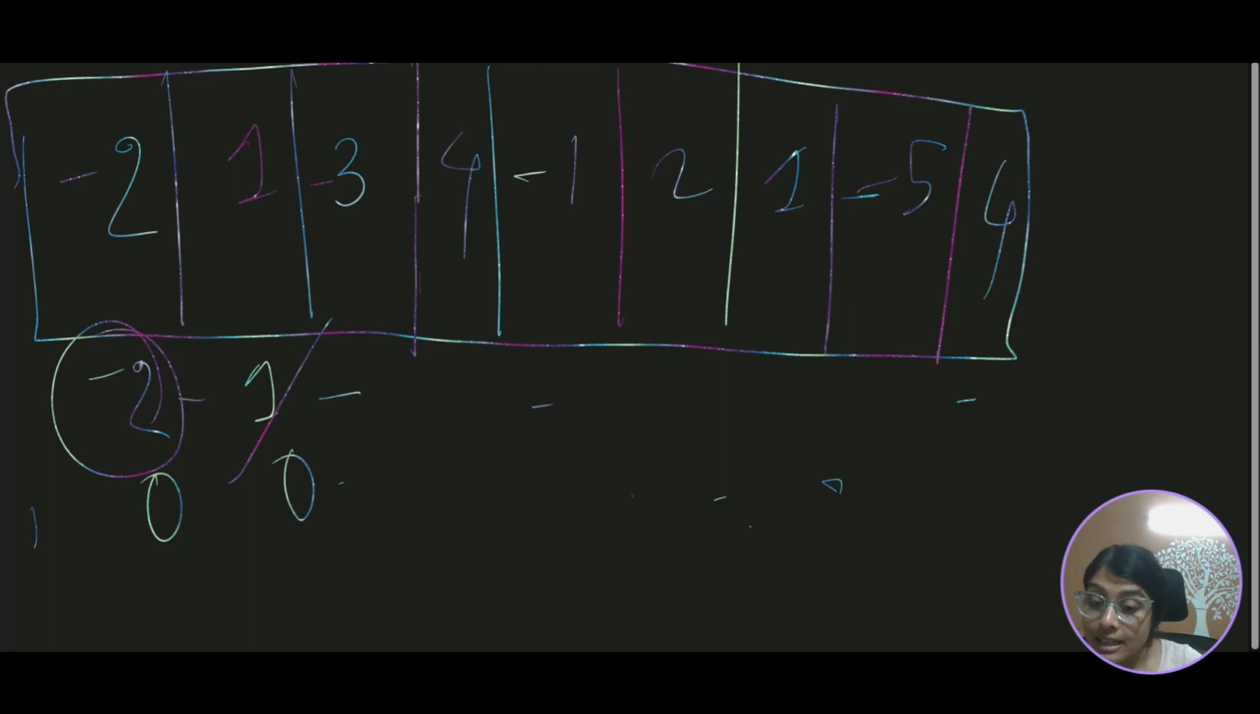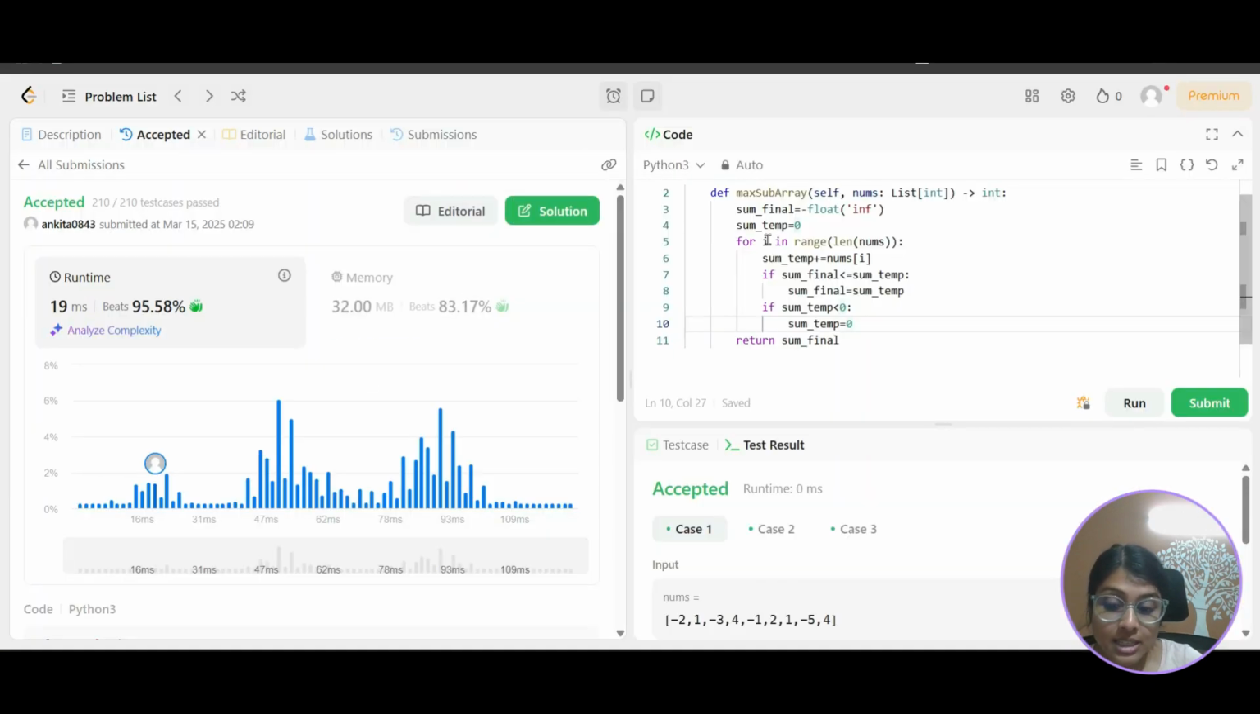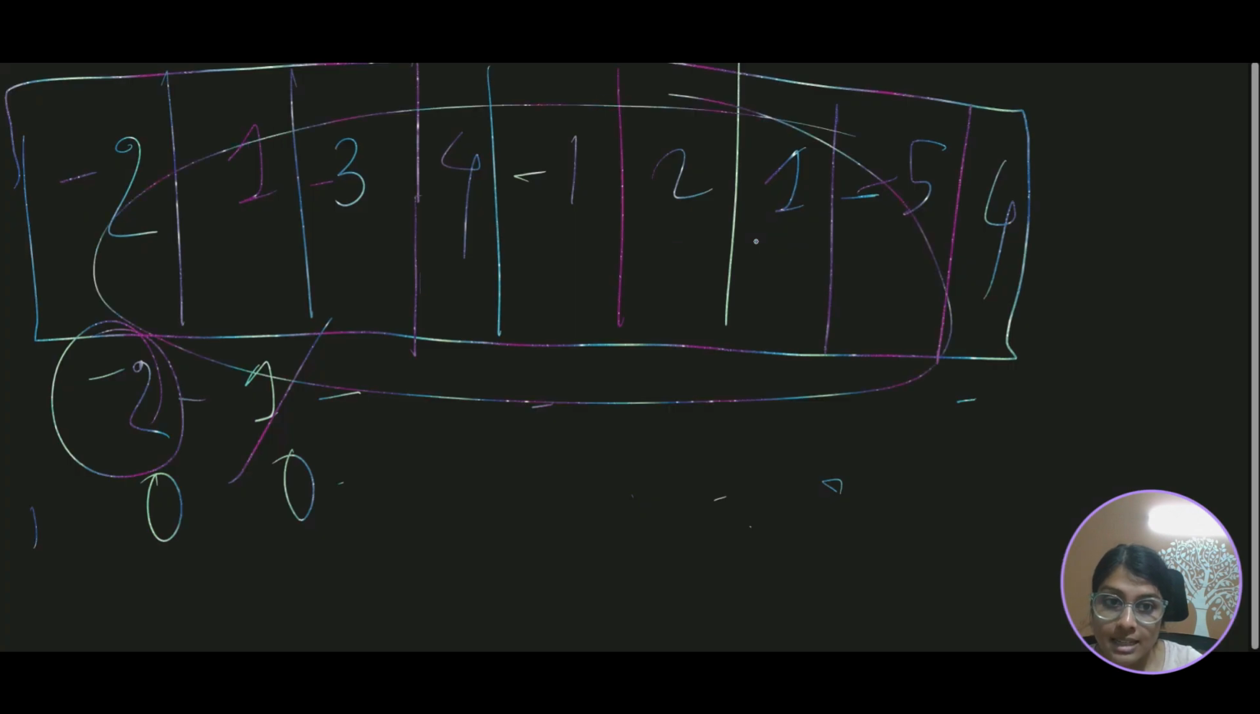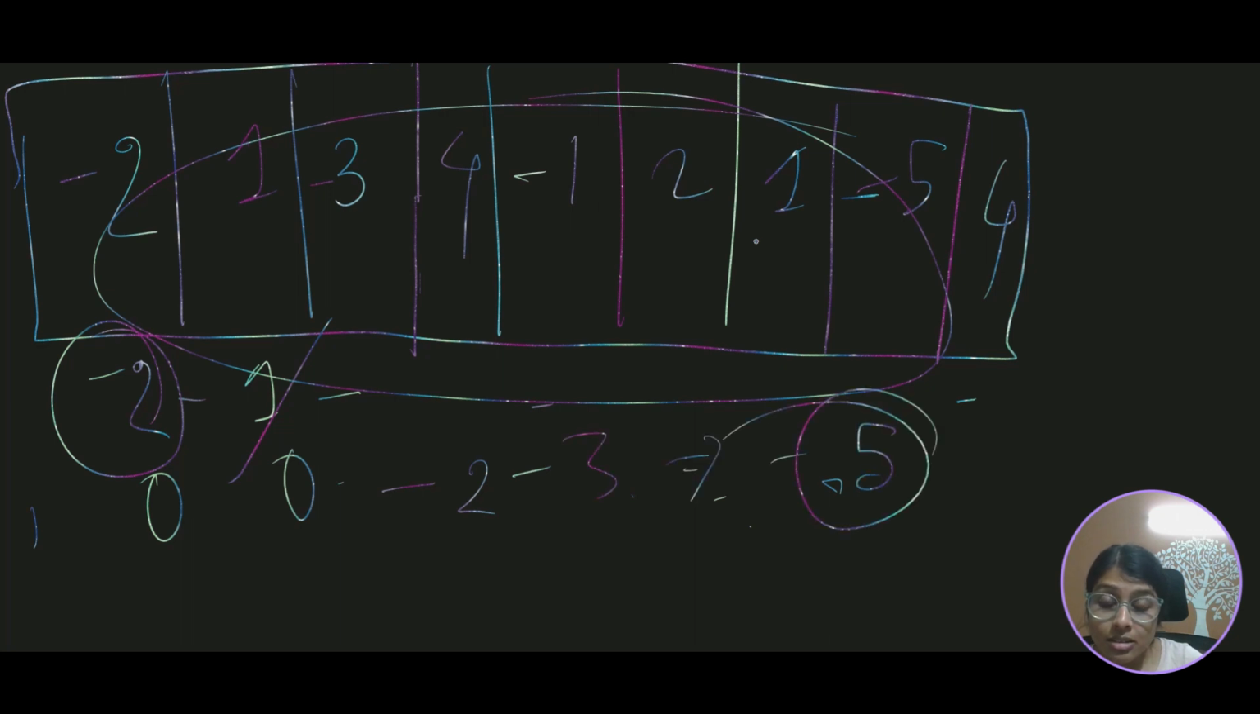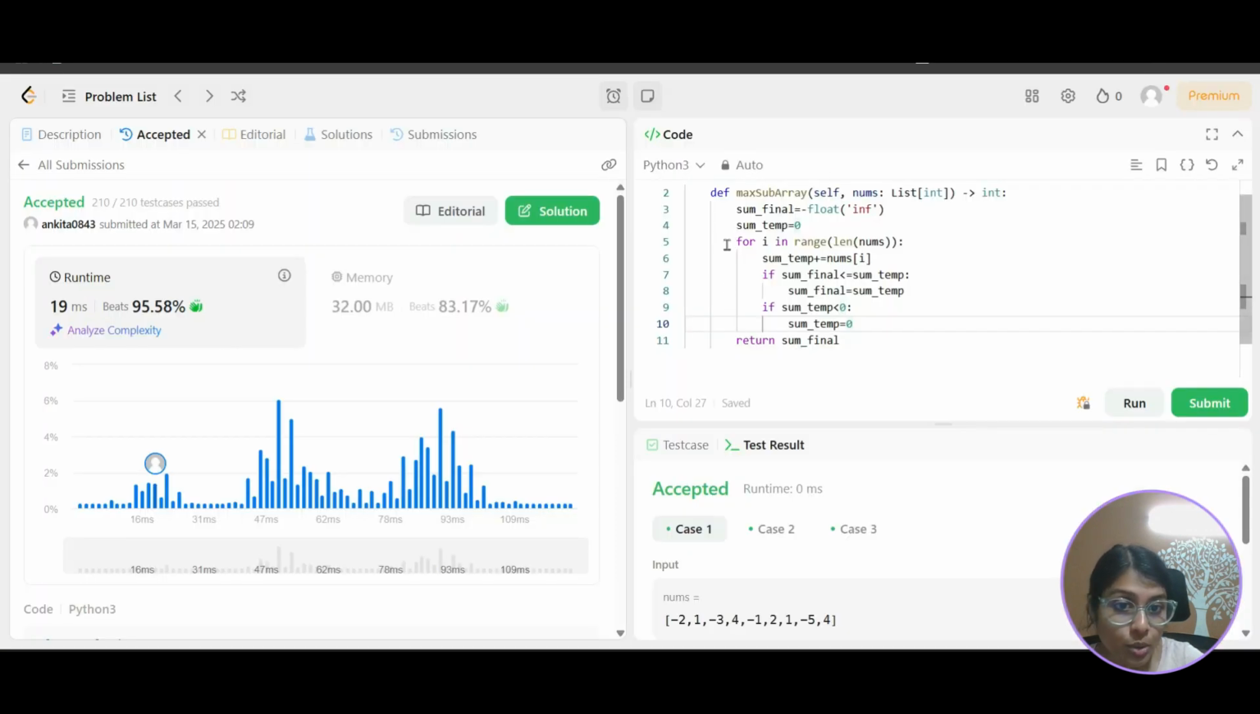But if you take a look at the code, let's say, what if all the elements in the array itself are negative? If I add one negative number to another negative number, this is bound to be highly negative compared to the first one, right? So that's why, at the starting itself, we are just adding the nums of i to the sum of temp, and then we are replacing: if the sum of final is less than or equal to the sum of temp, we are replacing that.